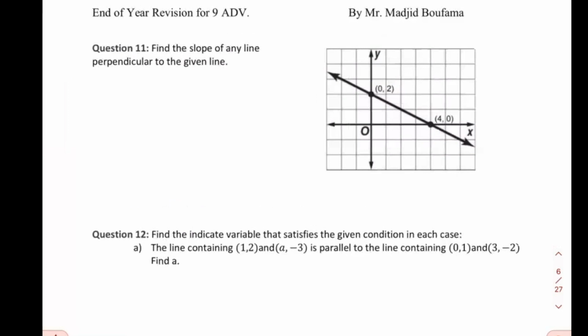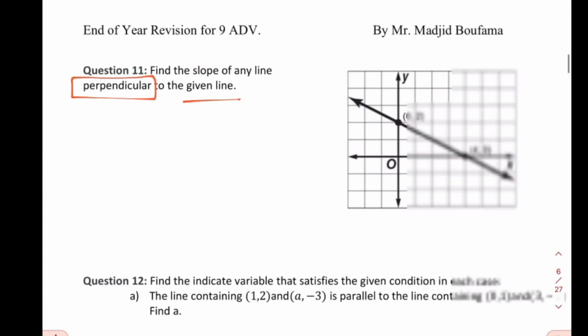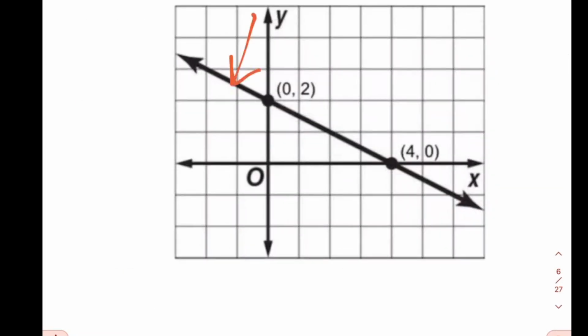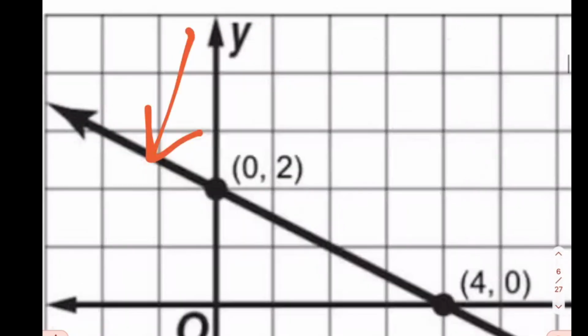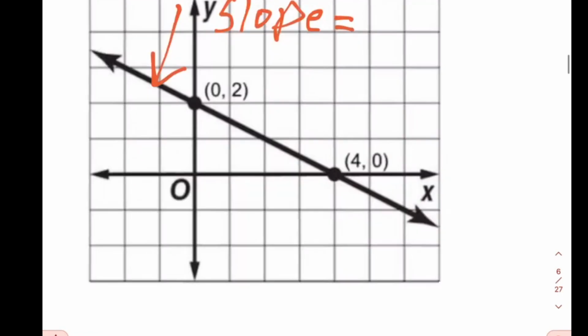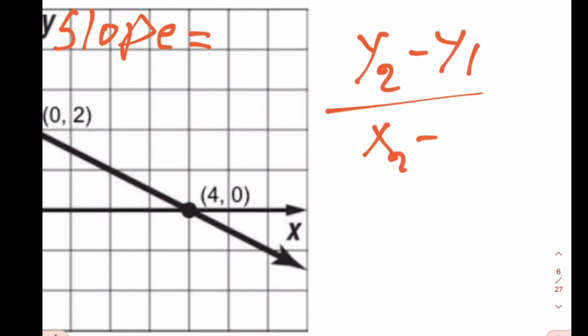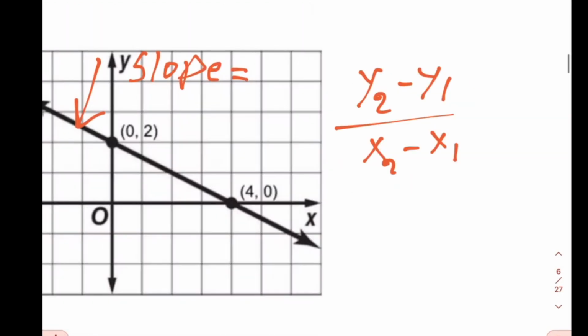Find the slope of any line perpendicular to the given line. Now, we have perpendicular to the given line. So we come to the given line. This is the given line. We need first to find the slope of this line. Okay? There are many ways to calculate the slope of this line. You can use the formula, which is given in the formula sheet, y2 minus y1 over x2 minus x1. This is given actually in the exam. And you need to know where your y's and where your x's are.